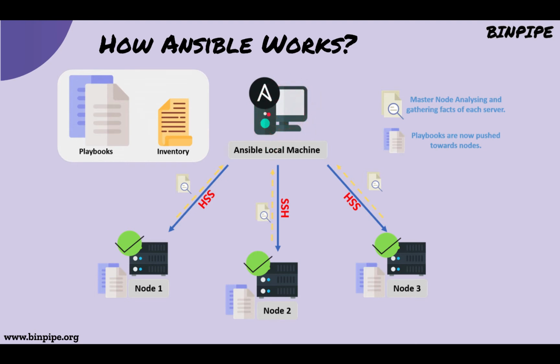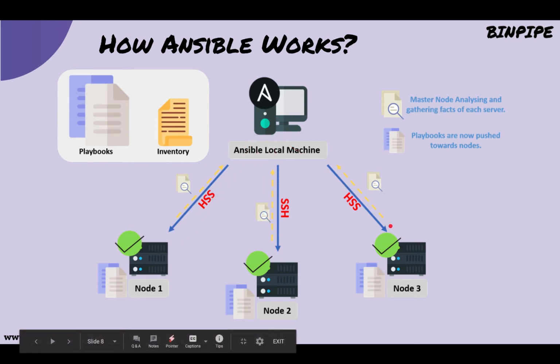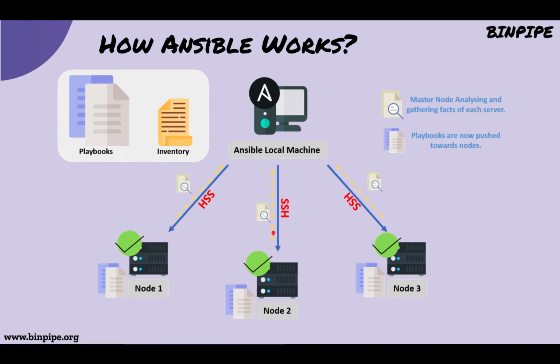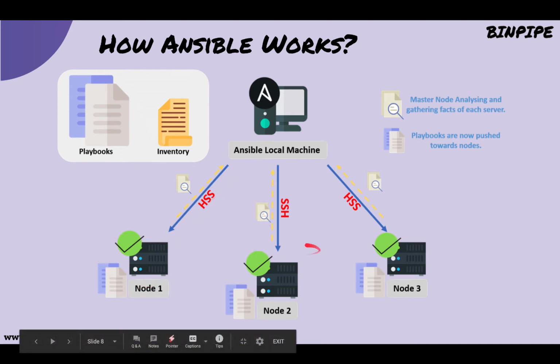So here if you write yum install apache 2 to install Apache, this command would be propagated to all these nodes, and if the command runs successfully, all the nodes will have Apache installed in them.